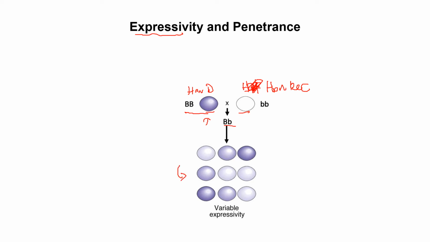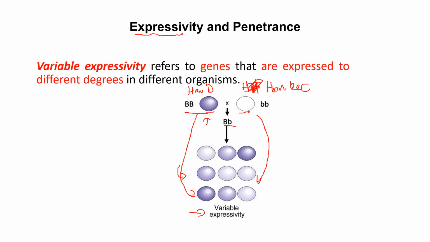However, here you have a variable expressivity. Some of them will look very similar to this one, and others will start looking more similar to the white one. It will be like a mix between both. So you have variable degrees of expressivity of the combination of these two genes, and this is pretty common. The term variable expressivity refers to genes that are expressed to different degrees in different organisms. Remember, this is an exception to the Mendelian rules. Instead of talking about dominant and recessive, although it still works, the phenotype can have different degrees. Instead of all of them being purple, you will have purple in different degrees: light purple, dark purple, and intermediate purple, for example.